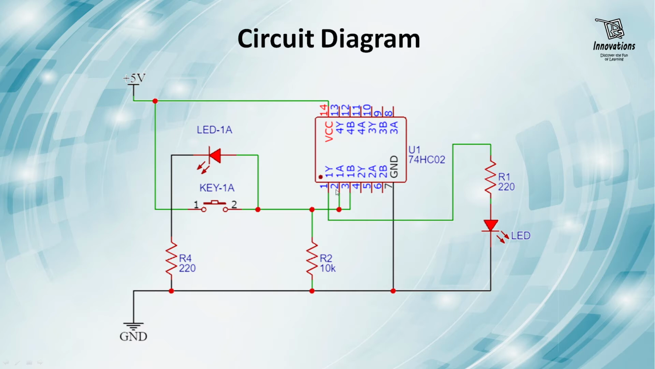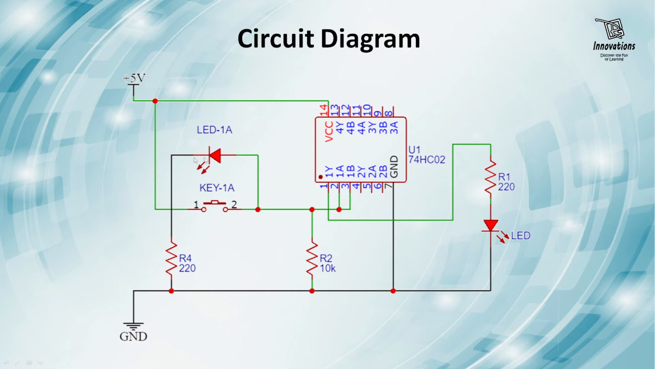We have connected its two inputs and are giving input to this via this switch, and we have connected an LED to the switch so the status of the input can be displayed. When the input is high, this LED will glow, and when the input is low, this LED will not glow. The output is given to another LED to display the output status. When the output is high, this LED will glow, and when the output is low, this LED will not glow.